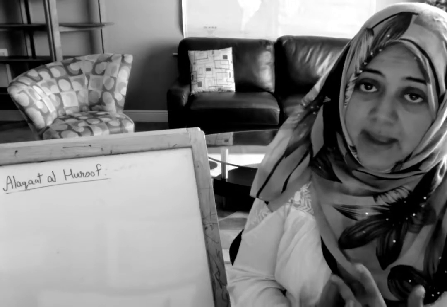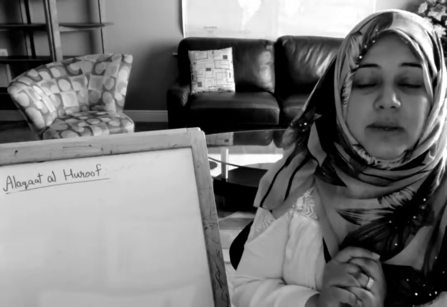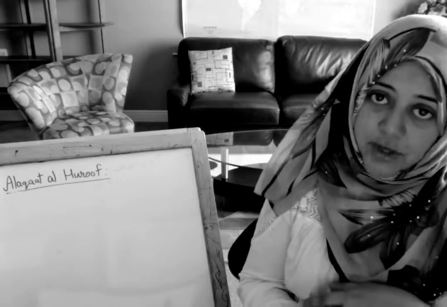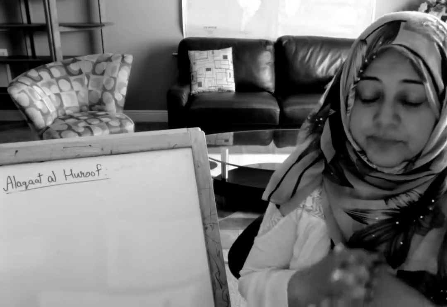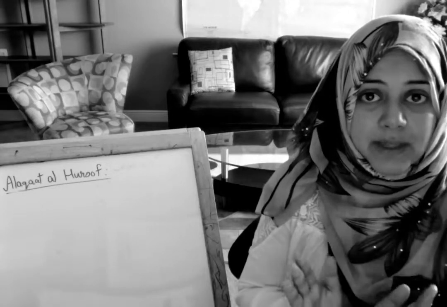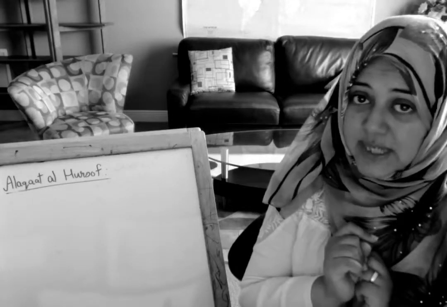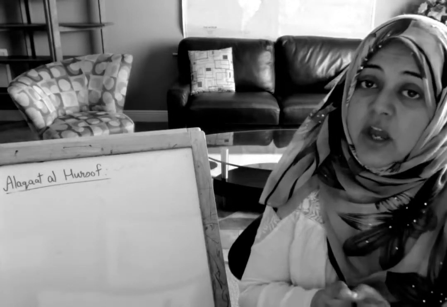But just to recap, what we did in the last video with harfan and mutajanisan is we talked about mutajanisan is basically where they are similar. The makhraj is the same, but not all the sifat are the same. In all those cases, we do idgham kamal, except for one of those cases. And that one case is where a tafkhim letter comes before a tarqiq letter.